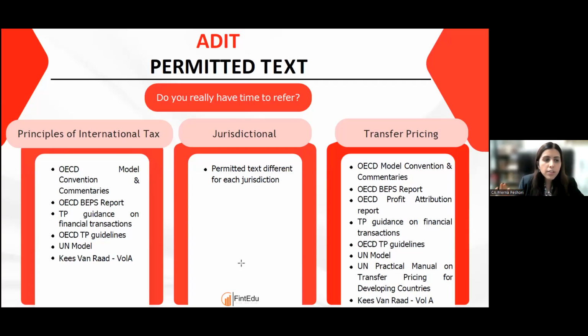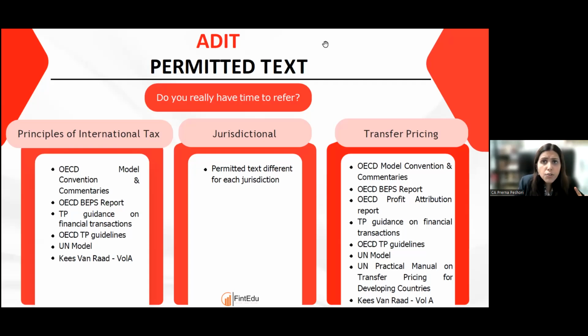See, one advantage of essay type questions is that there is never a wrong or right answer. It's just the opinion, unless you write something absurd. So you have to just give your opinion, and if you have the conceptual clarity, you'll be able to frame your opinion. So that's how the permitted text has to be referred.